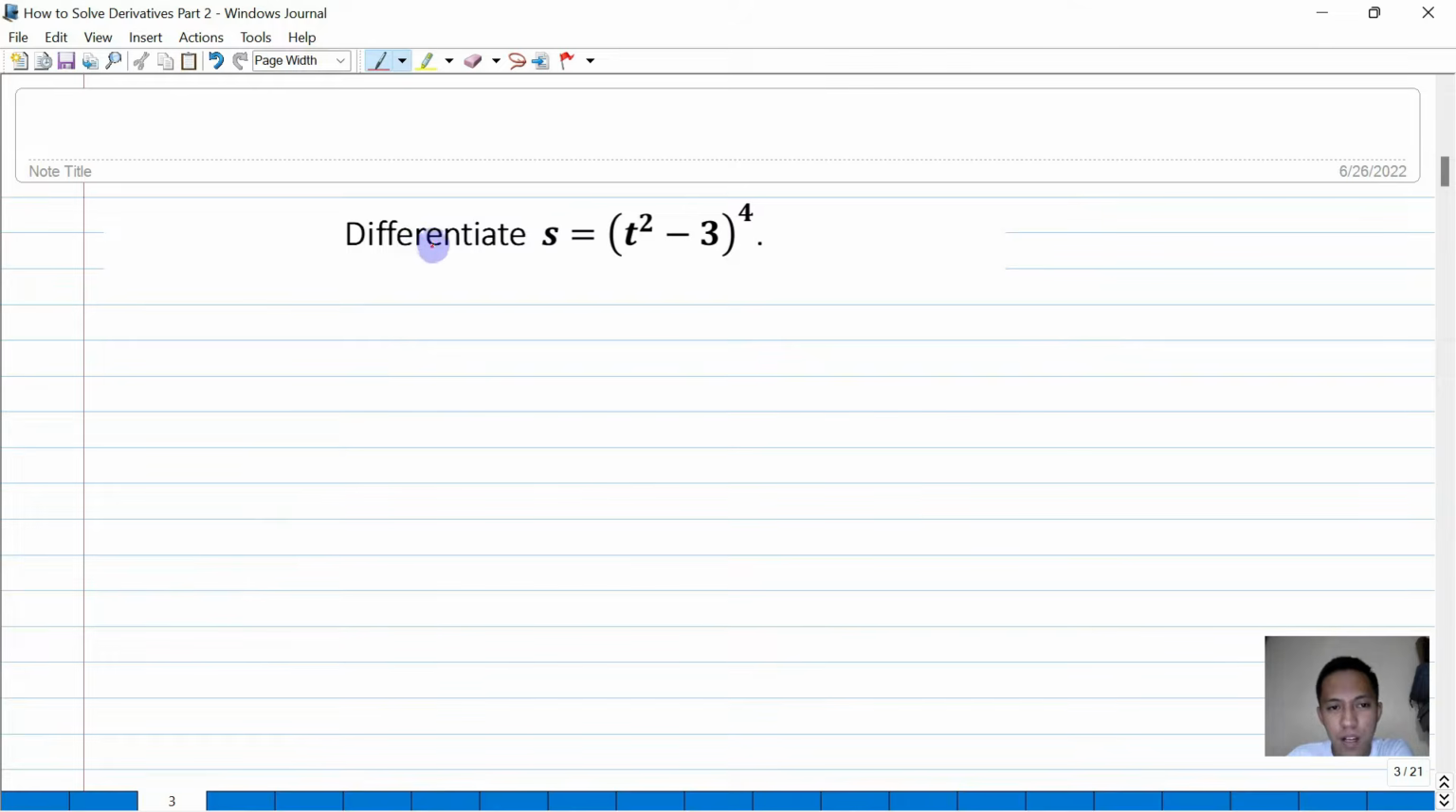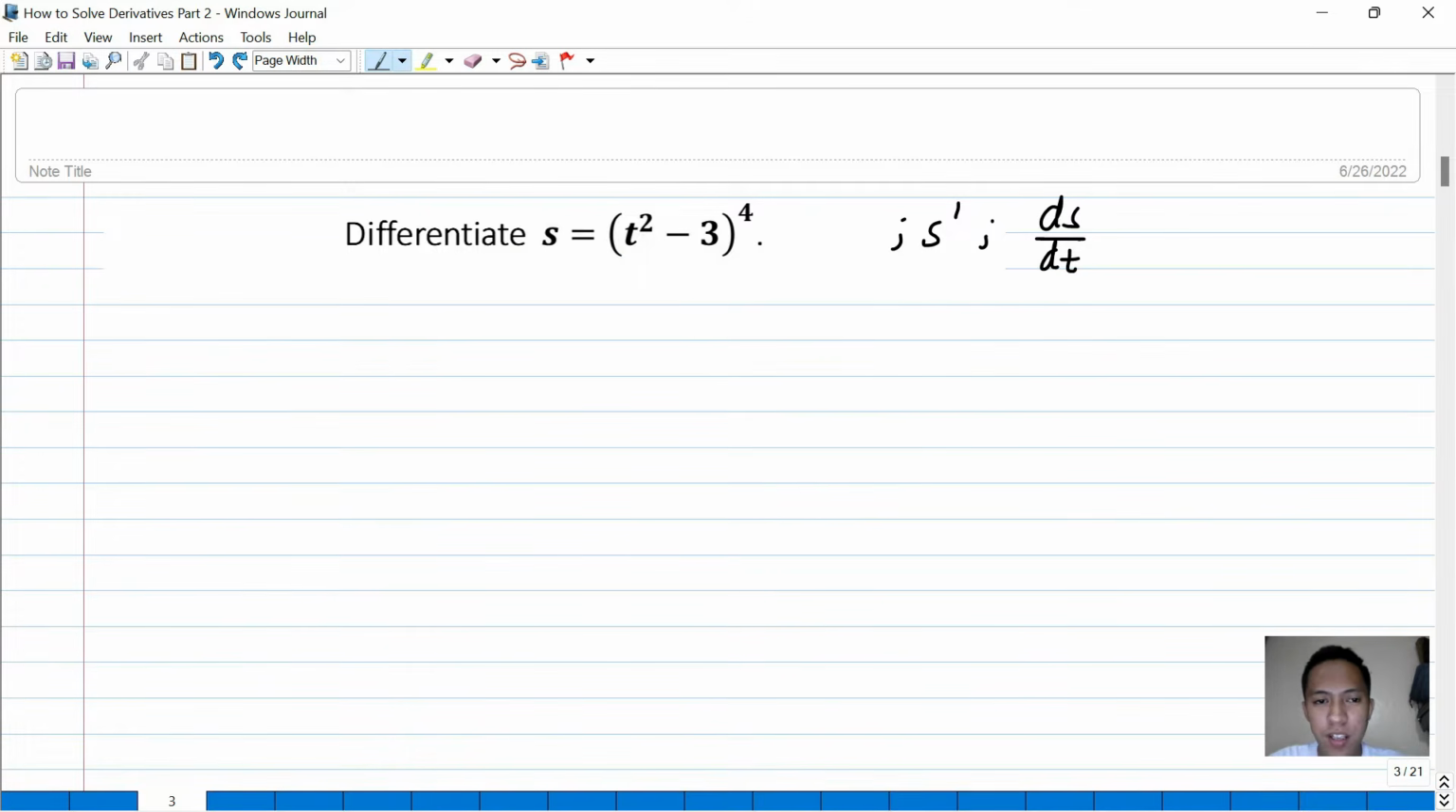So we have here our next problem. Differentiate S is equal to the quantity t squared minus 3 raised to 4. Okay, so medyo iba na yung problem natin, guys, but we can see here an exponent, so we will still use the power formula or the power rule. Ang required natin is what is S prime, or that is the derivative of S with respect to t, since t is your independent variable.